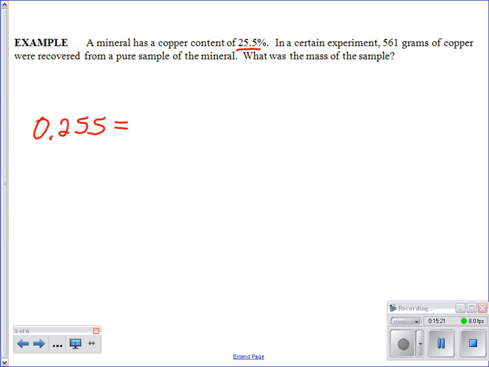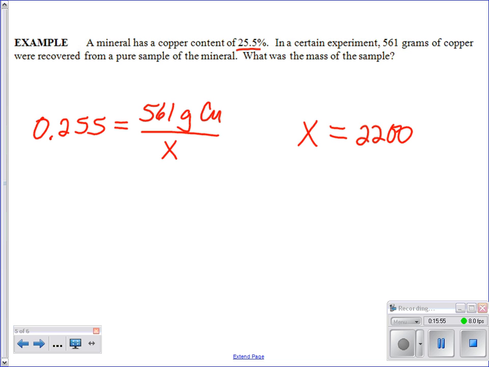Do I know the part? Yes, it's that 561 grams. I'm going to even write grams of copper. There's our symbol. Not that you need to know that yet. That'll be coming up soon. And then what we don't know is the mass of the entire sample, the total, or the whole. So in this case, we're just going through and doing the math again, and we're going to say that the mass of the whole sample is, in your calculator it gives you, okay, so there's our calculator answer.